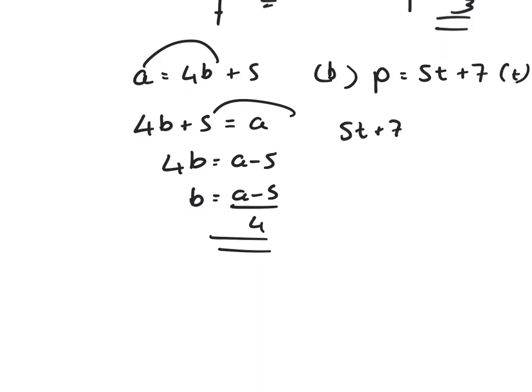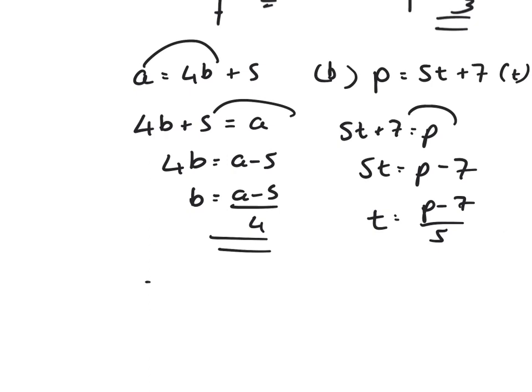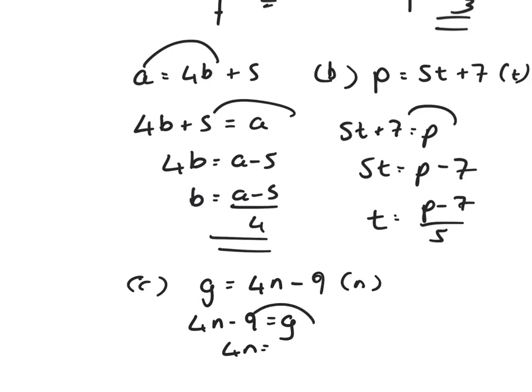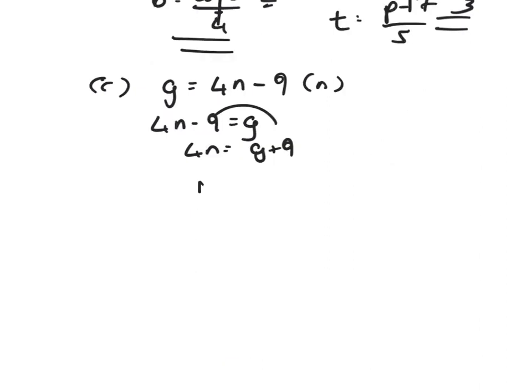So 5t plus 7 is equal to p. And then bring the 7 across. 5t equals p minus 7. And then bring the 5 down, divide, p minus 7 over 5. Part C, let's go for g equals 4n minus 9, change the subject of the formula to n. So 4n minus 9 is equal to g. 4n is equal to g plus 9, taking the minus across the other side and making it plus. And then n is equal to g plus 9, bring the 4 times down and divide, so that's g plus 9 over 4.